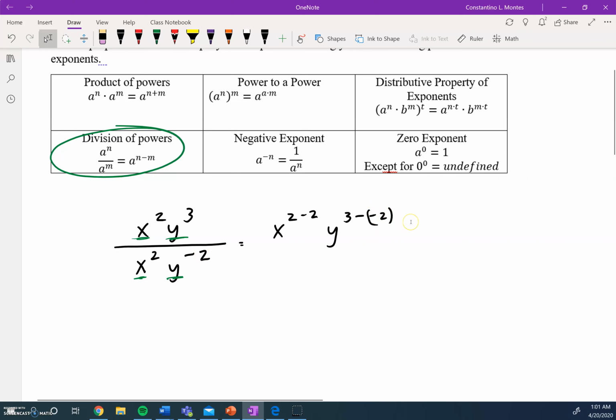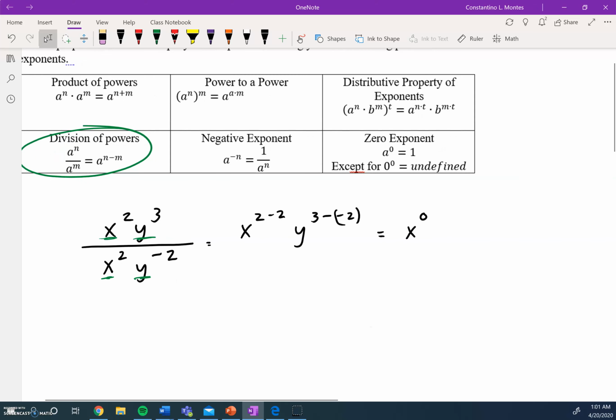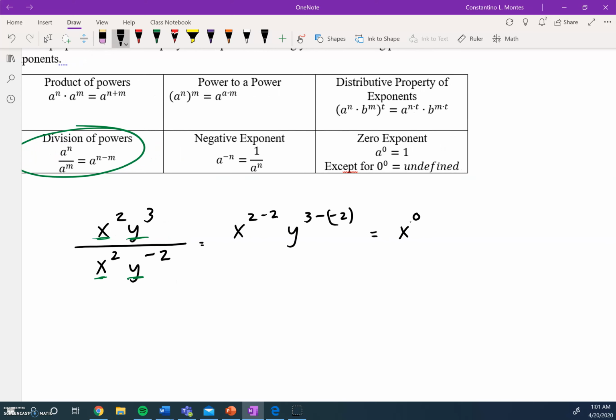So let's simplify this. We got 2 minus 2 is 0, so that's x to the 0. It doesn't disappear. It just turns into x to the 0. And 3 minus a negative 2, well, we can think of that as adding. So that's y to the 5th power. We are almost done.